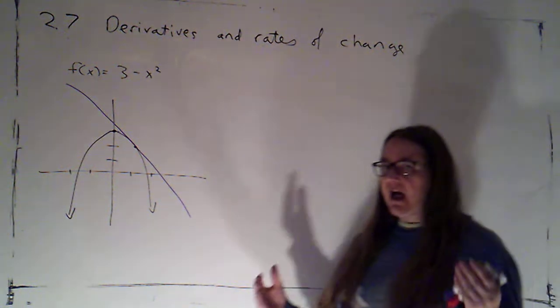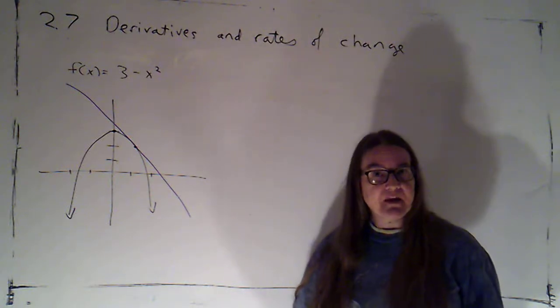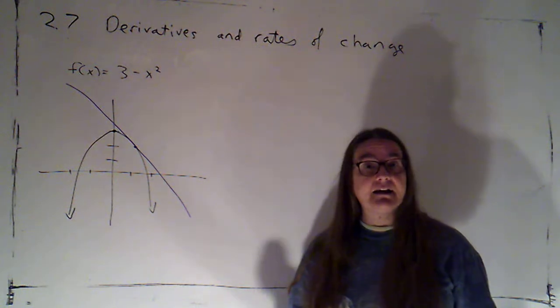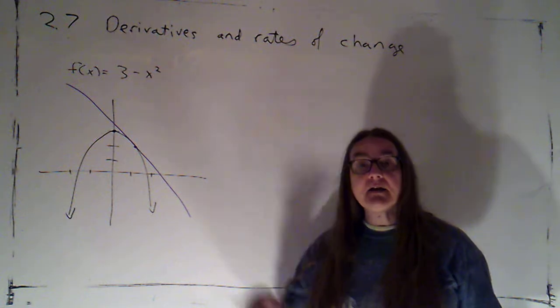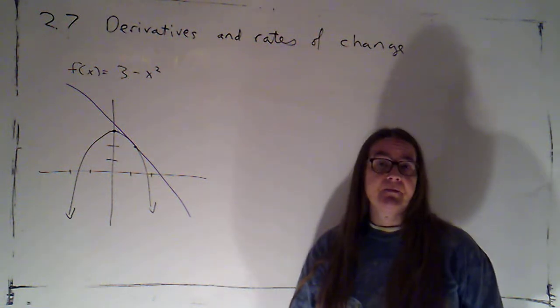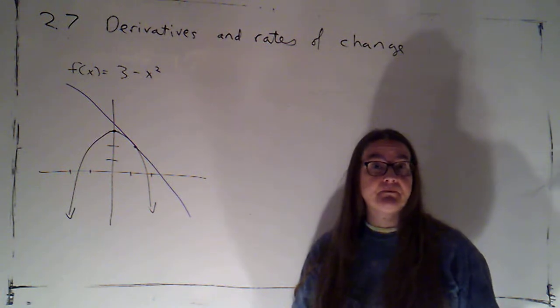We said lines, with the exception of vertical lines, have a slope. That's a number that describes the behavior of that line. Positive if it's going up, negative if it's going down, 0 if it's not doing either, if it's just a horizontal line. And then the absolute value of the slope tells me how steep it is.